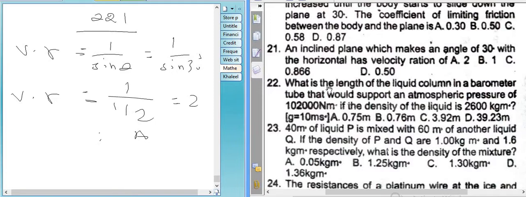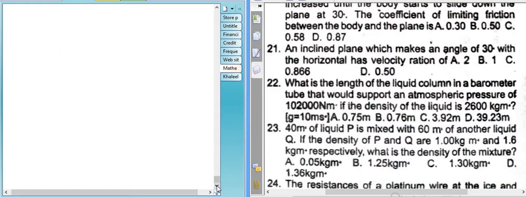Question 22. What is the length of the liquid column in a barometer tube that would support an atmospheric pressure of 102,000 if the density of the liquid is 2,600 kg per meter cube? So now this is a computational question. So question 22.